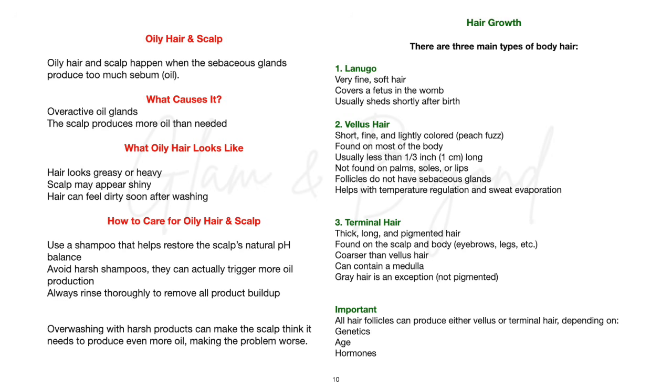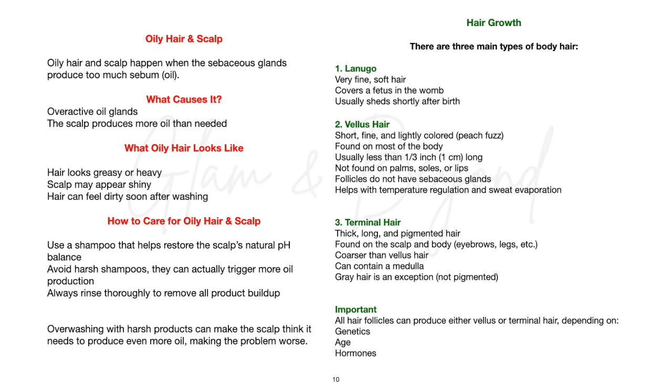How to care for oily hair and scalp? Use a shampoo that helps restore the scalp's natural pH balance. Avoid harsh shampoos that can actually trigger more oil production. Always rinse thoroughly to remove all product buildup. Overwashing with harsh products can make the scalp think it needs to produce even more oil, making the problem worse.